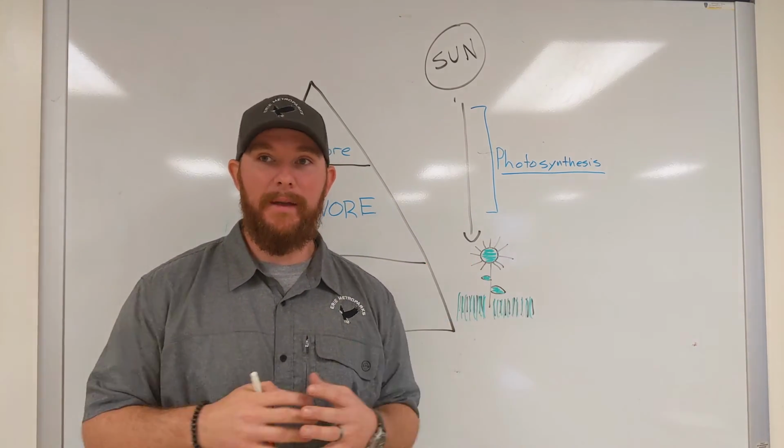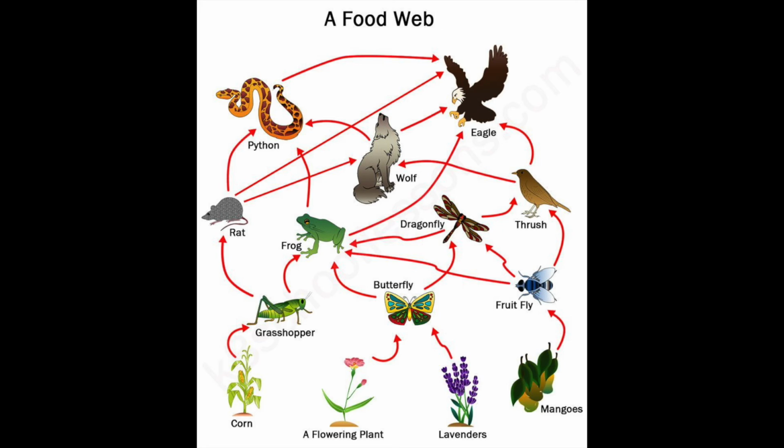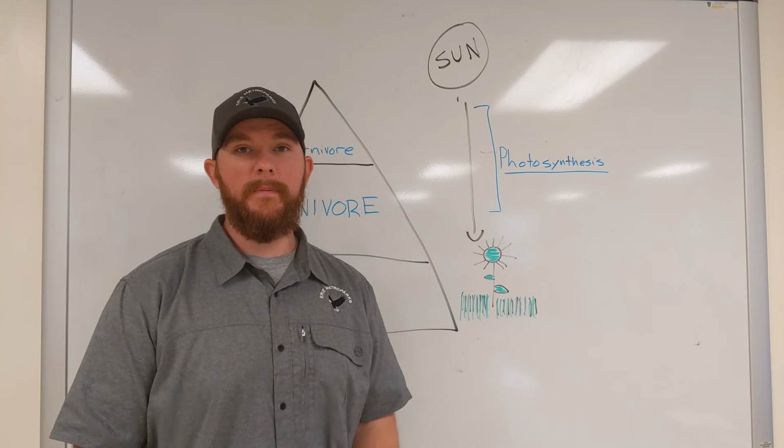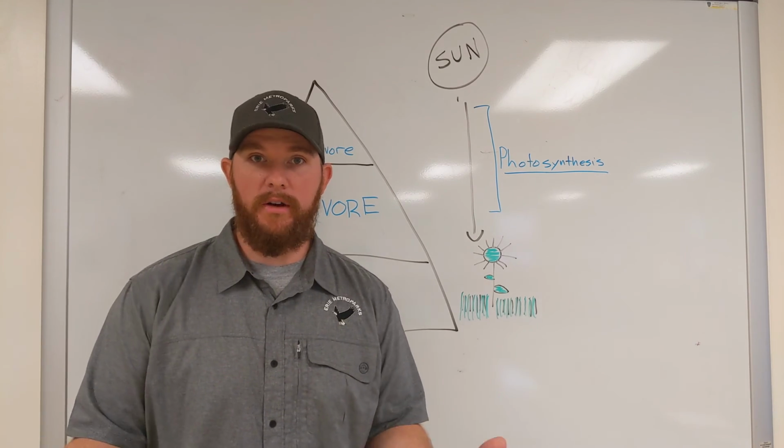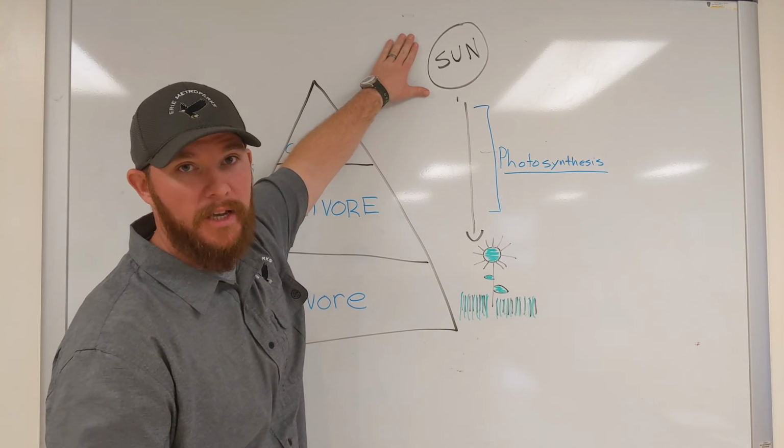So the food webs kind of show us, as you can see right here, how all of these animals benefit from one another in one way or another. Before we get moving, we're going to talk about where all energy starts. So all energy on Earth starts from right here, from the sun.